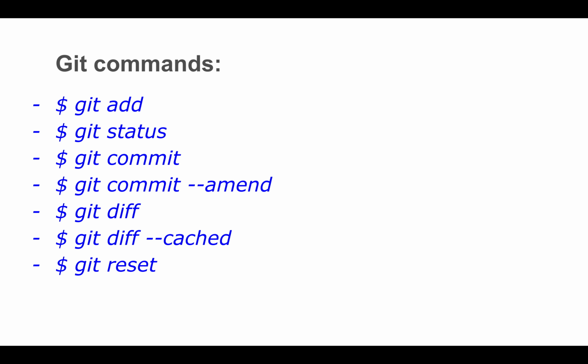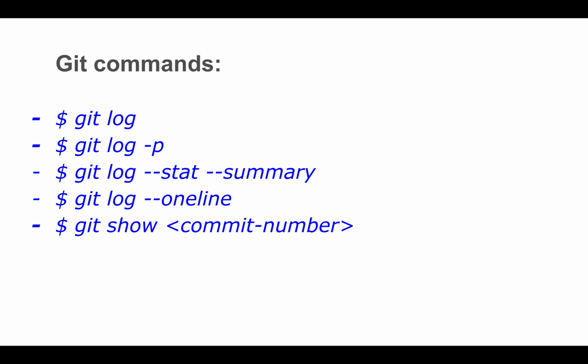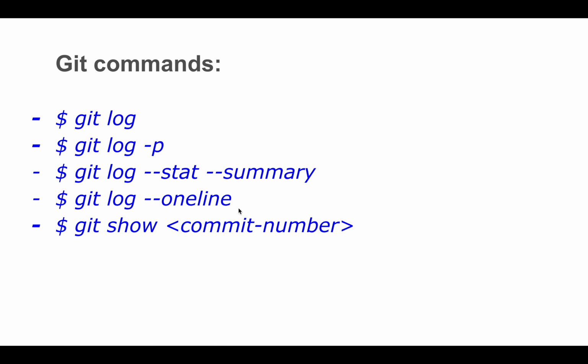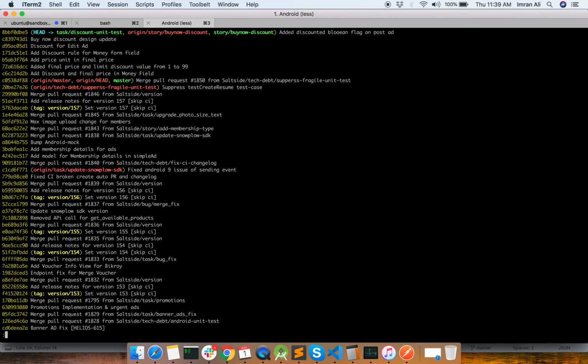Git reset, if we added some things by mistake and we don't want to commit that. Git log, we know, is to see the log of all commits, and one of the most useful options in log is git log --oneline. That will give all the commits in one line each. Let's see, git log --oneline. So it shows all the previous commits in one line.